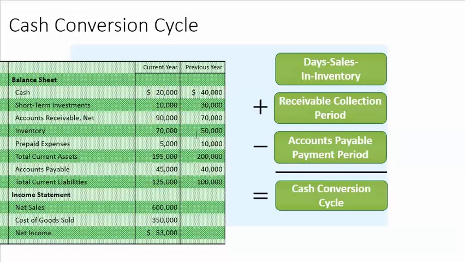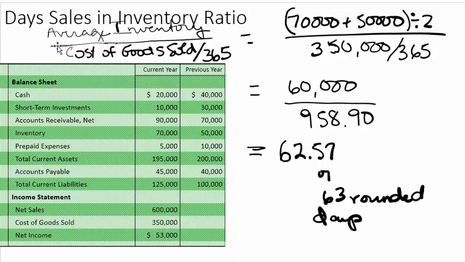Cash conversion cycle, oh, this one is a little complicated. You have to calculate first day sales and inventory, then the receivable collection period, and then we subtract the accounts payable payment period to get the cash conversion cycle. So let's go ahead and look first at day sales and inventory, and hopefully you can read my writing here. Average inventory divided by cost of goods sold divided by 365.